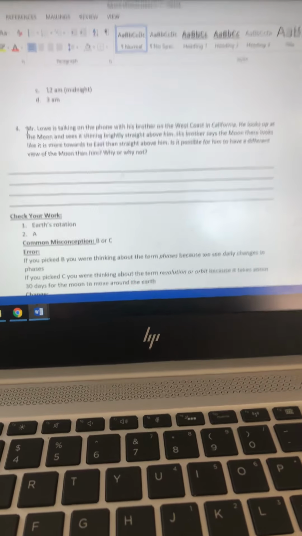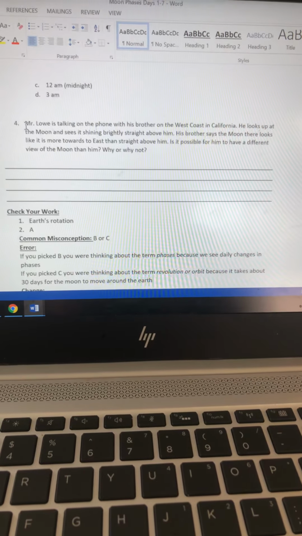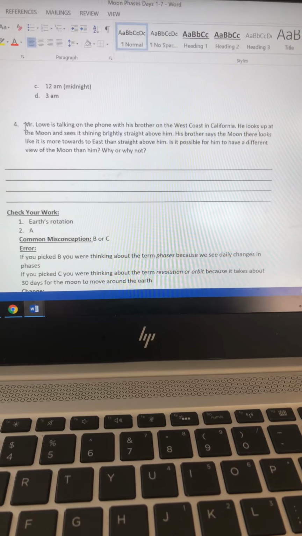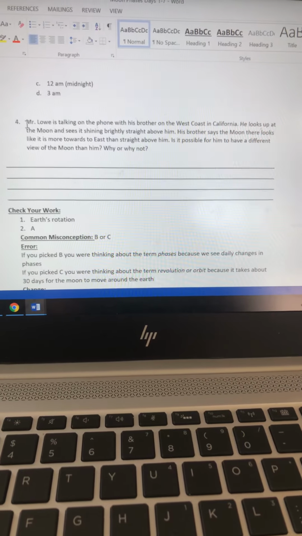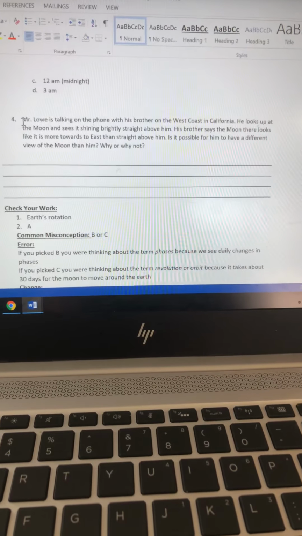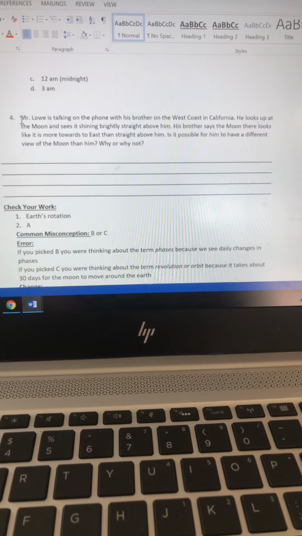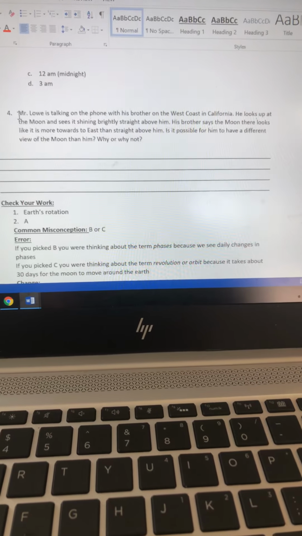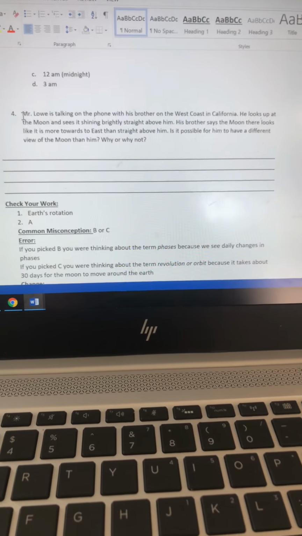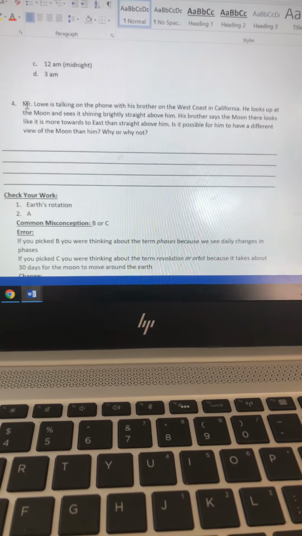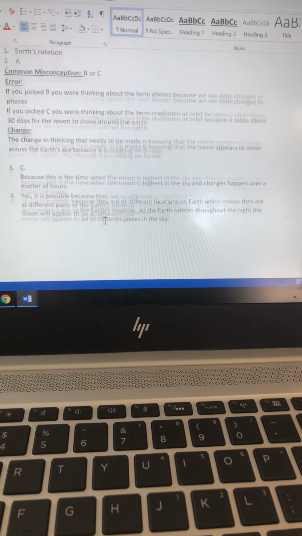Okay, Mr. Lowe is talking on the phone with his brother on the west coast in California. He looks up at the moon and sees it shining brightly straight above him. His brother says the moon looks like it is more towards the east than straight above him. Is it possible for him to have a different view of the moon than Mr. Lowe? Why or why not? So, is it possible for Mr. Lowe and his brother to be in different parts of the country and seeing the moon in different locations? Here you can check your work.